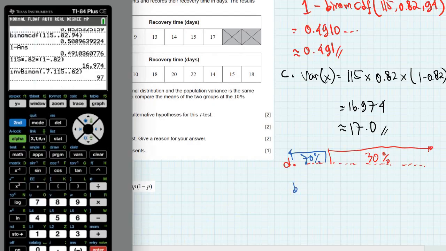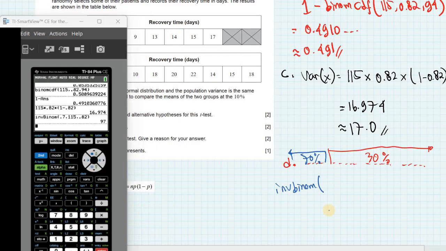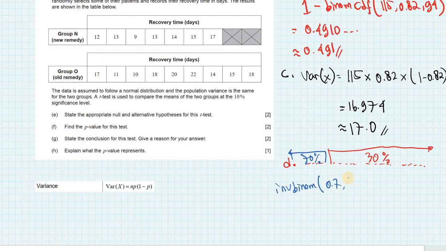Sorry, it's not binom, it's inverse binom. What should I write? 0.7, 115, 0.82 is equal to 97. Okay, now it means this one starts from 97, so the least possible number will be 98.